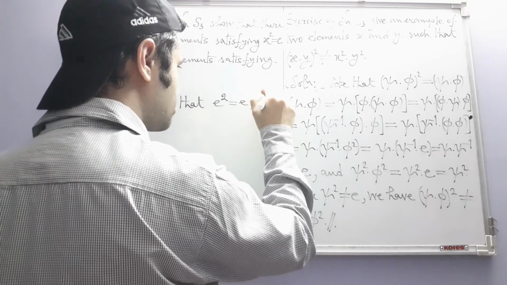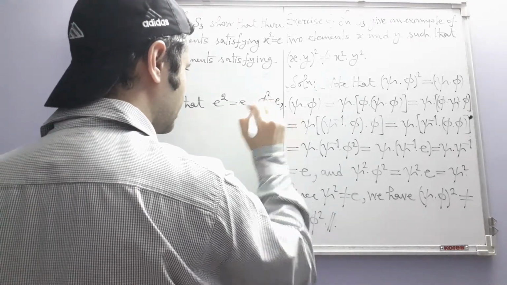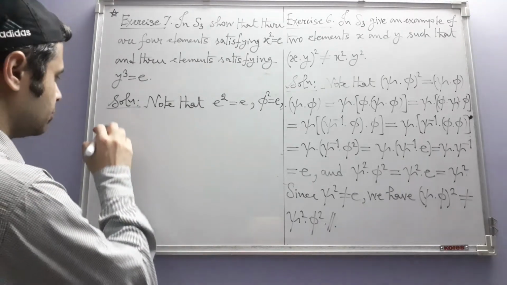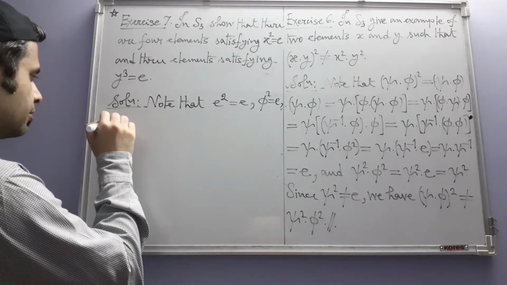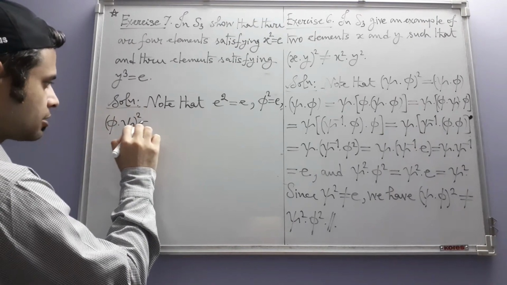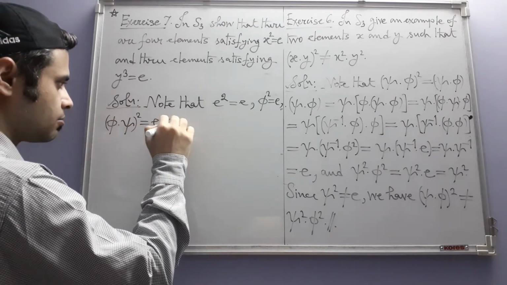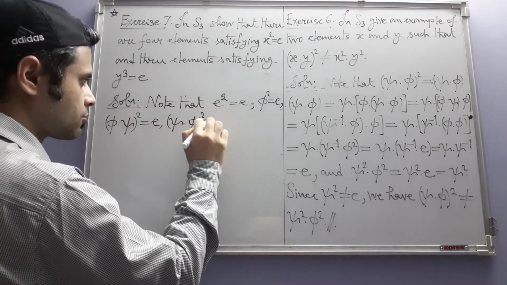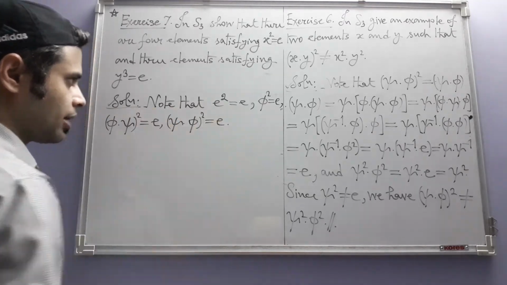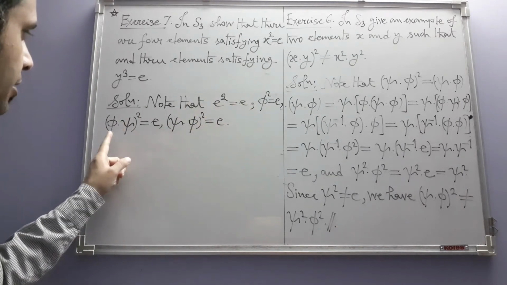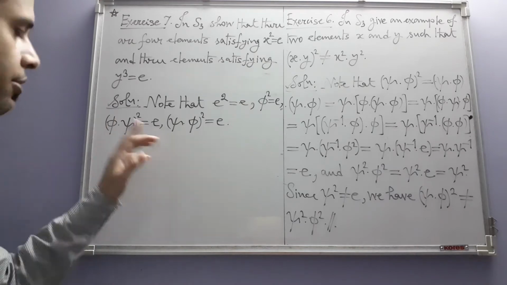Phi square is identity, that we have already seen. And if you go back to the third example, you will also see that phi dot psi square is identity and psi dot phi square is also equal to identity, and these are four distinct elements: E, phi, psi dot phi and phi dot psi.